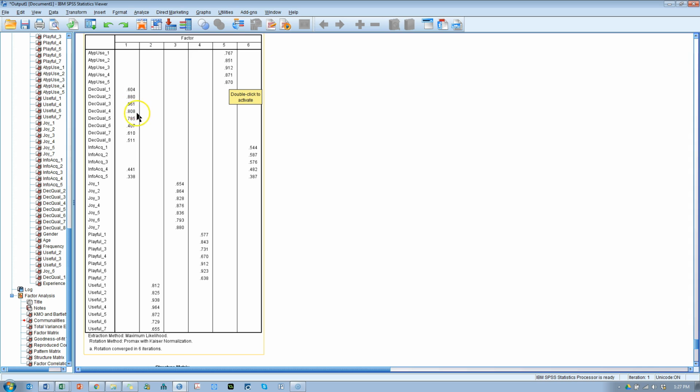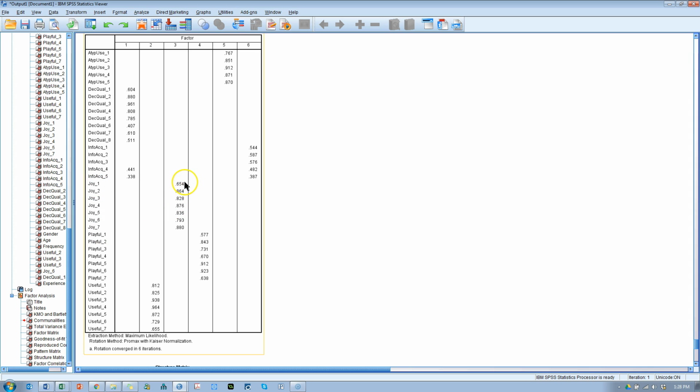Decision quality, not so fabulous. Still good, but not fabulous. Look, we have a 0.407. That's fairly low. We also have these two other items from information acquisition that loaded with all the decision quality items. That's a problem. We'll have to resolve that separately. Information acquisition loaded onto its own factor, but look at those loadings. They're awful. So, I'm not sure what to do about that. We'll have to address that next.